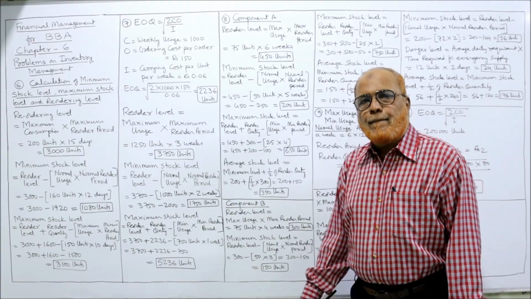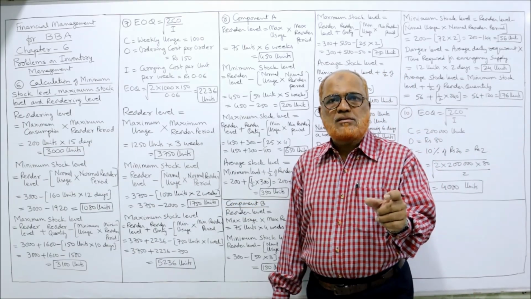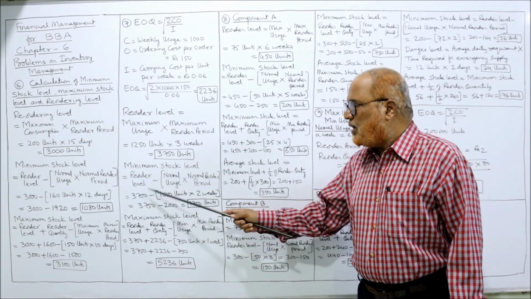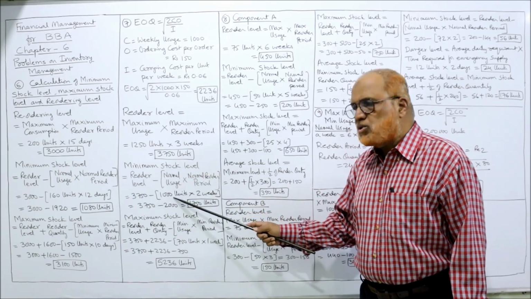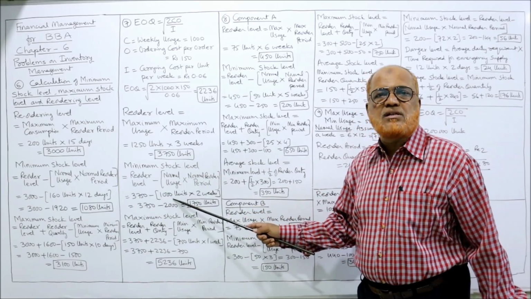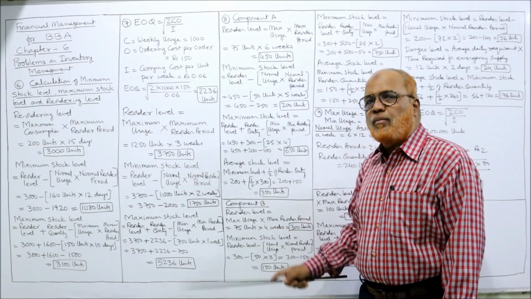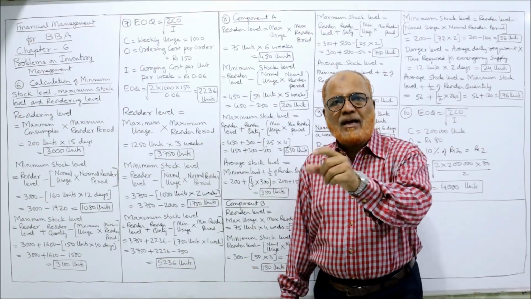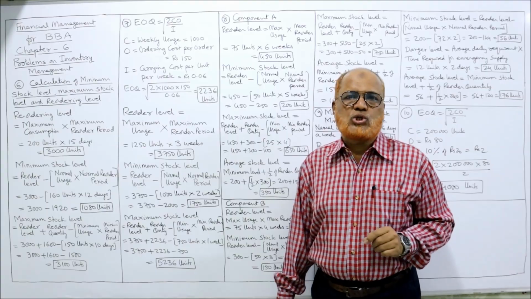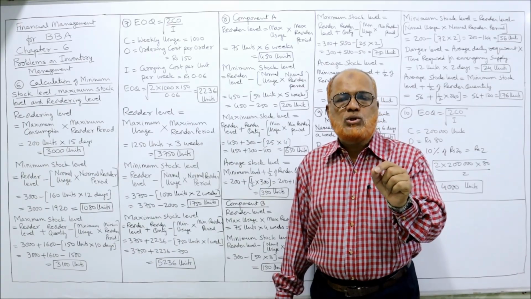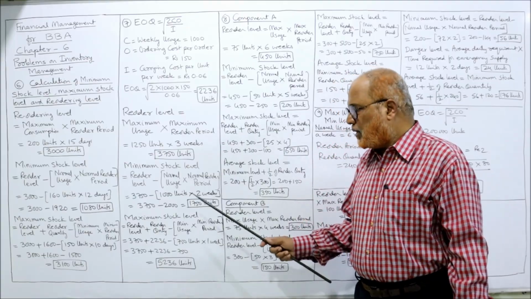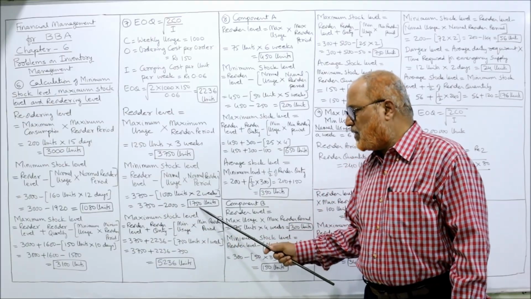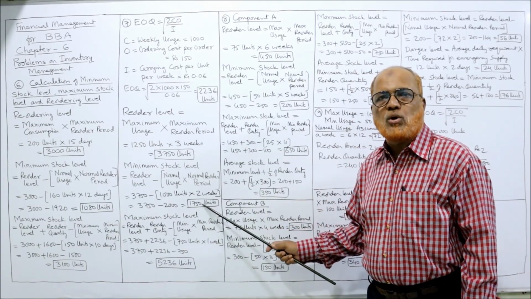Now minimum stock level: reordering level minus normal usage into normal reorder period. So reorder level 3750 units, normal usage 1000 units. It is given in the first line in the problem. Into normal reorder period, it is not given. 1 to 3 weeks, minimum 1, maximum 3. But we need average. So 1 plus 3 divided by 2, you will get 2 weeks. The normal period is 2 weeks. 1000 into 2, 2000. 3750 minus 2000, 1750 units. This is the minimum stock level.